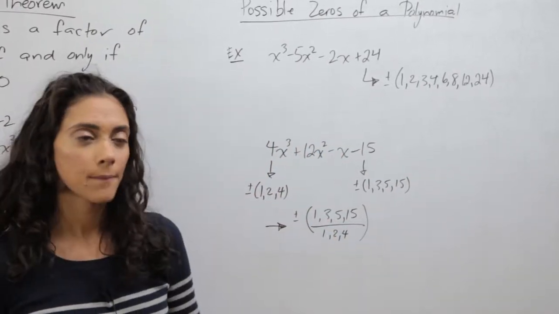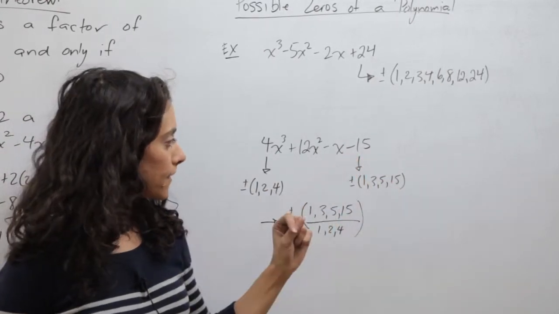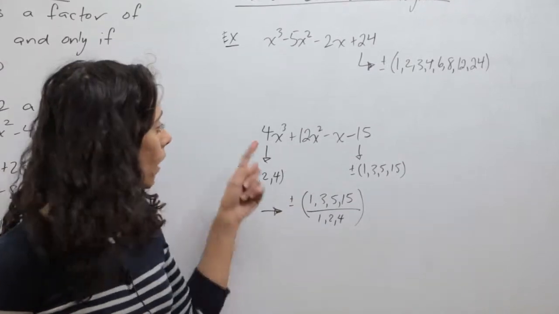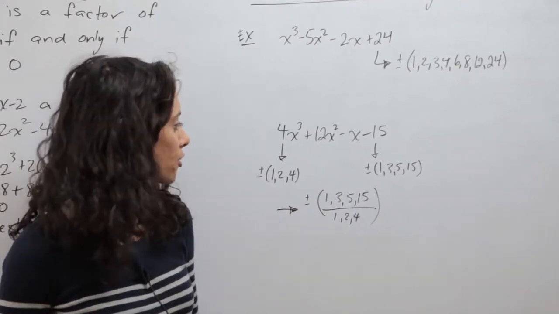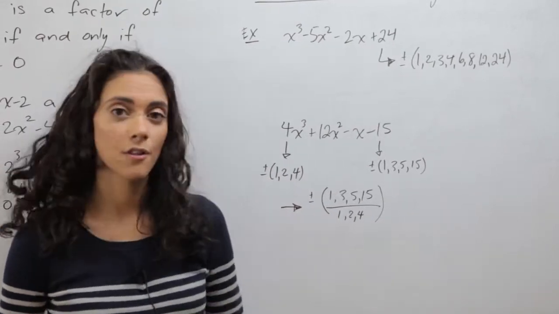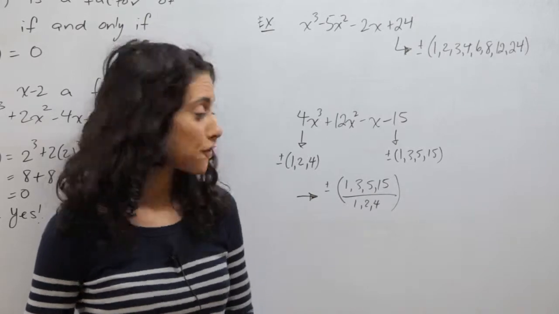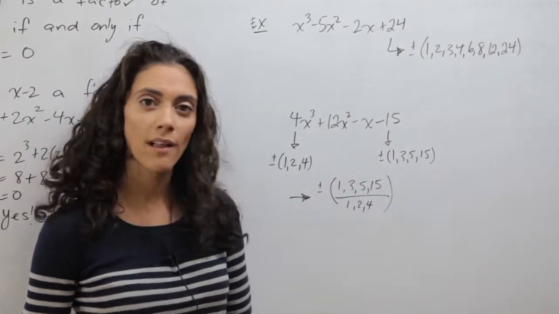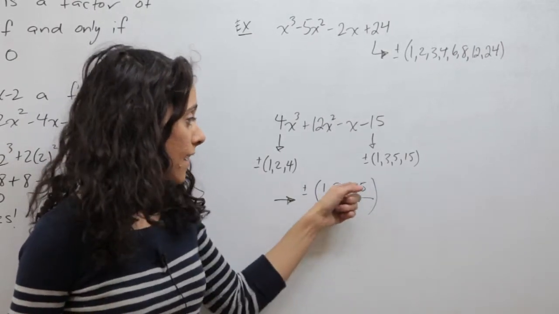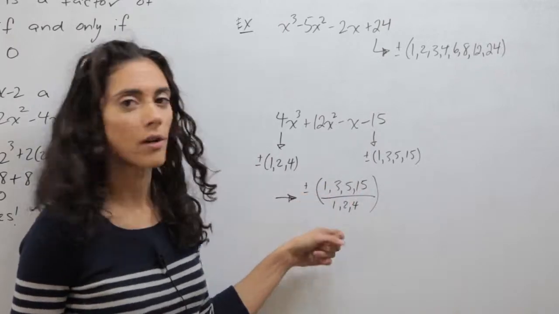Things get a bit more complicated when you have a coefficient in front. Once again, we look at the factors of the last constant term. Here it's 15. The factors of 15 are 1, 3, 5, and 15, positive or negative. And we also look at the factors of the first term, the leading coefficient. 4 has factors 1 and 2 and 4. So all of the possible zeros of this polynomial are the factors of the constant divided by the factors of the leading coefficient. That means this polynomial may very well have a 0 or x-intercept at 15 over 4 or 3 over 2 or -5 over 4. But it may also simply have a 0 at 3 over 1, which is 3, or 5 over 1, or 15 over 1.